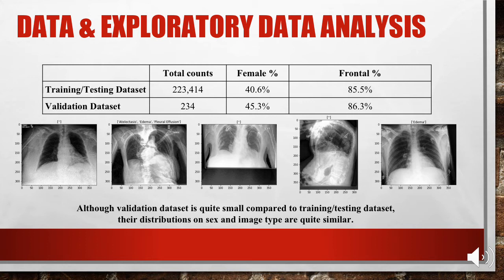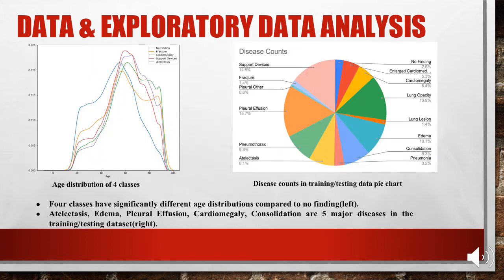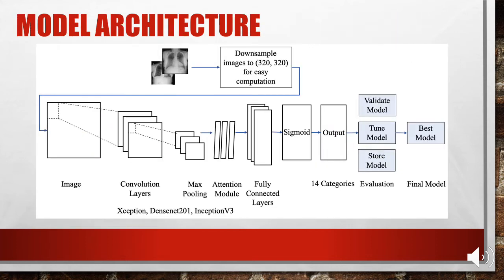By looking at these randomly sampled images, although some of them don't have a very clear view or are shifted a lot, the overall quality seems good. There are 4 classes that have a different age distribution, but most of them are not in our targets. For these 5 classes we are interested in, they have a fairly large portion in disease counts.